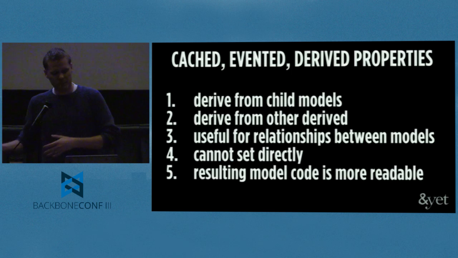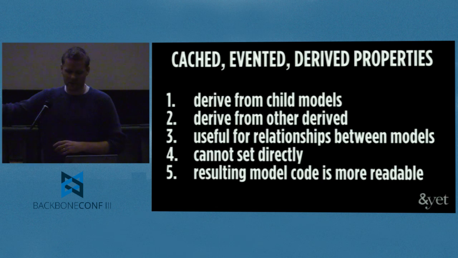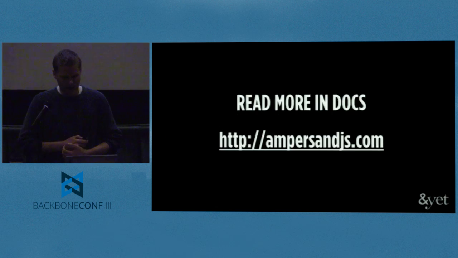And you can derive from child models, you can derive from other derived properties. You can use these to manage relationships between models, which is useful. So if you have a known cached collection of models somewhere else, and you have an ID in your model that's a property, you can then say, hey, give me the related model, and you can define that as a derived property, which is useful for managing those. Can't set them directly, and again, the theme, the resulting code is more readable, right?